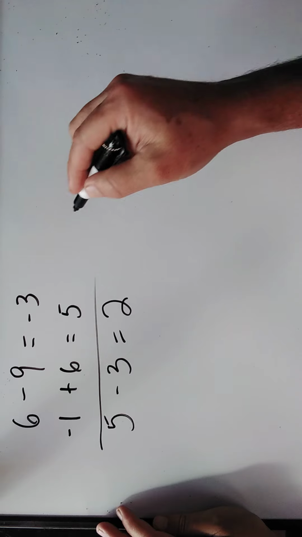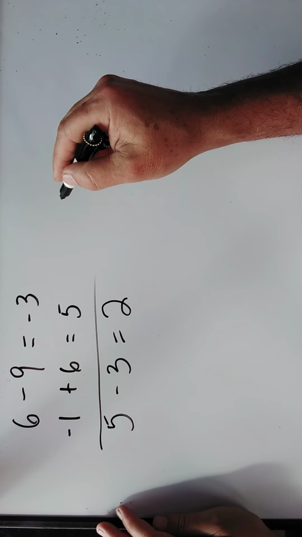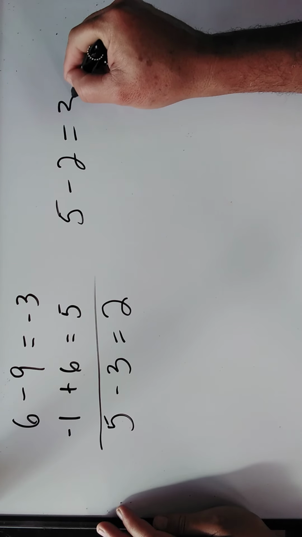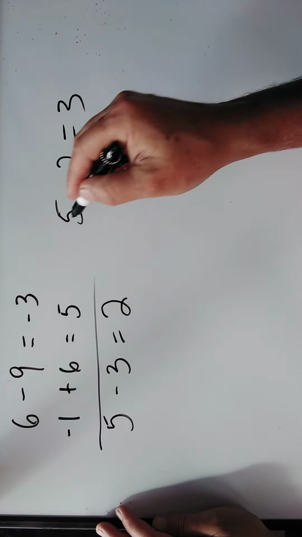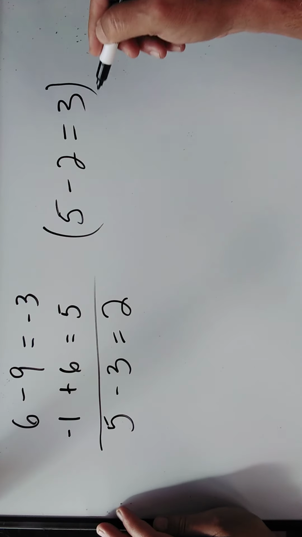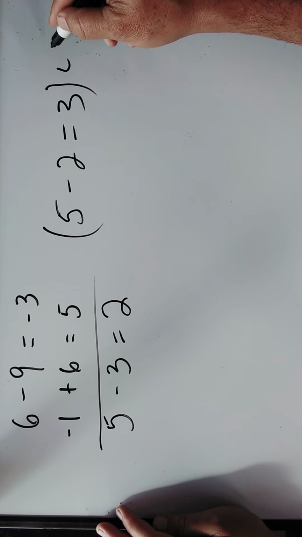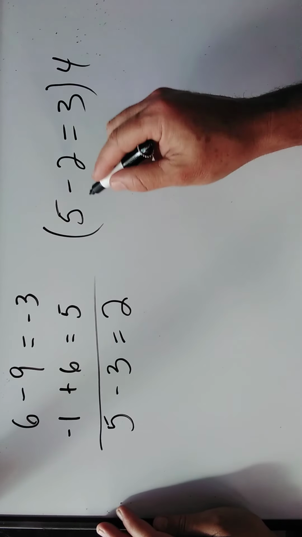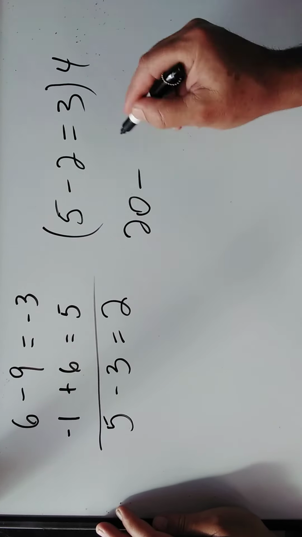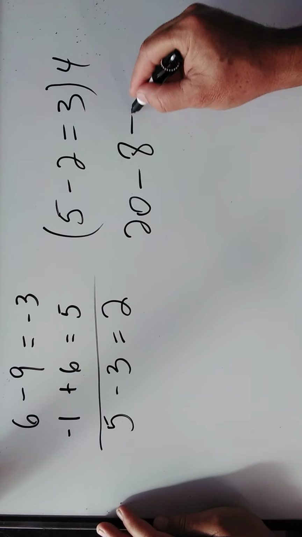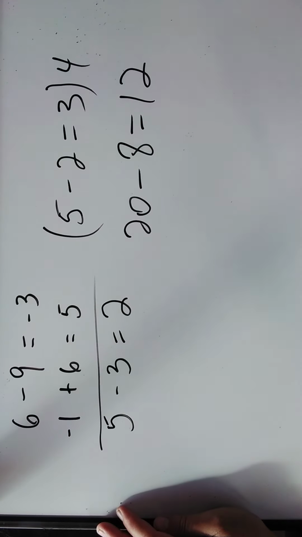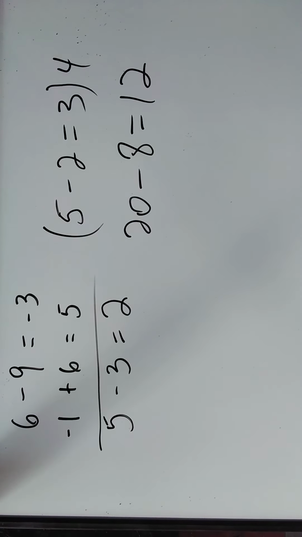Okay, and there's another property that we know, like, for instance, 5 minus 2 equals 3, right? That's a true statement. Then I could multiply that equality by a number, and you come out with another equality. 5 times 4 is 20. 2 times 4 is 8. 3 times 4 is 12. See, I come out with another equality. So I'm gonna be using these two properties to solve systems, right?